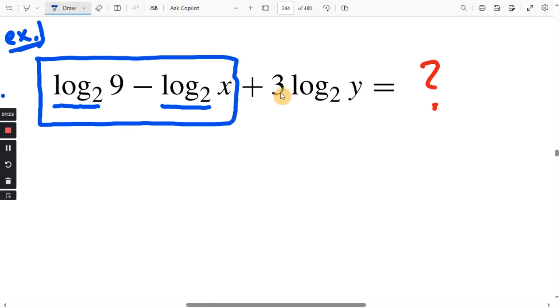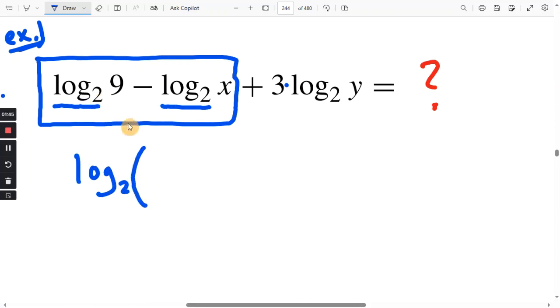Now we can't do it here because we have a 3 out front. We have a 3 times log base 2. So we can't do it here just yet. But here there's no coefficient in front of the logs. So we're going to keep the log base 2. And we are going to use the quotient property.